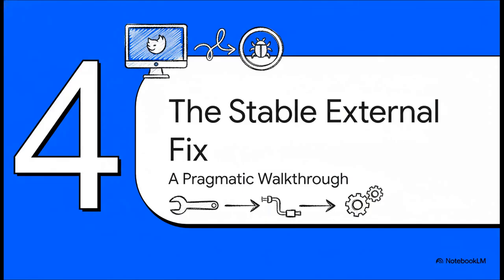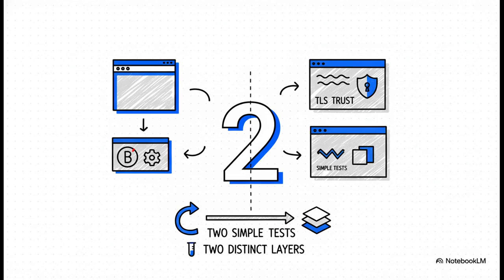So for the rest of this explainer, we're taking that second path. We are going to focus on the pragmatic, stable, get-it-done-now fix: configuring an external Firefox browser to play nicely with Burp Suite. And here's the secret to getting this done fast. We're going to treat it as two completely separate problems. First, we prove the network path from Firefox to Burp is working. Second, we establish TLS trust so you can look at HTTPS traffic without a sea of red errors. Two distinct layers, two simple tests.